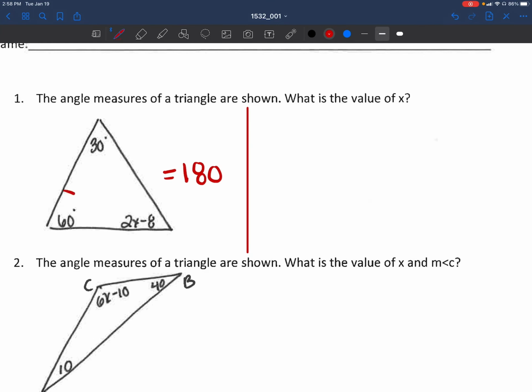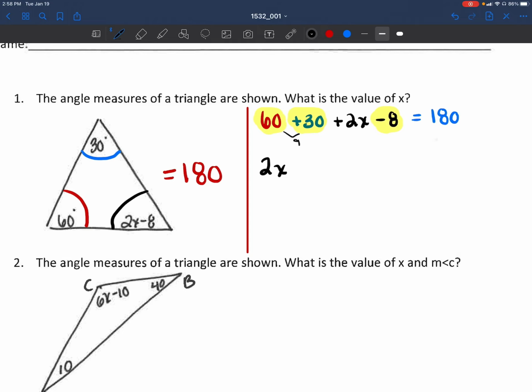So we have 60 plus 30 plus 2x minus 8, and all of that should equal 180. Now combining like terms, I see that we have a 60, a 30, and a negative 8, because those don't have a variable. So we have 2x, 60 plus 30, well that's 90, and 90 minus 8, that is 82. And all of that should equal 180.